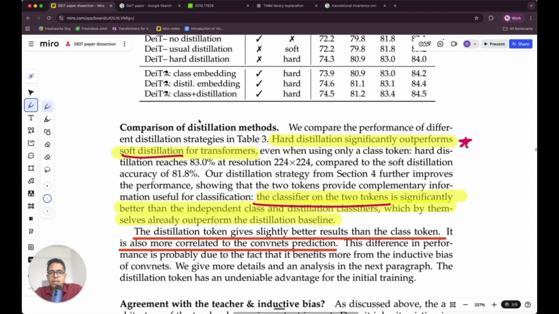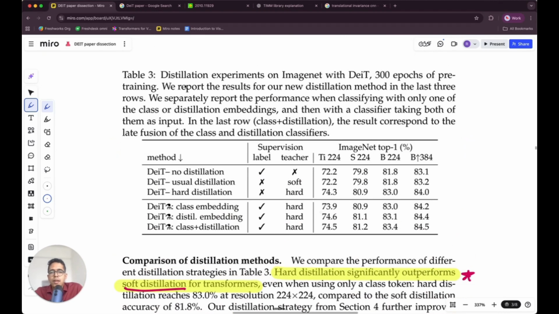So now let's look at table 3. What is table 3? Distillation experiments on ImageNet with DeiT, 300 epochs of pre-training. We report the results of our new distillation method in the last 3 rows. We separately report the performance when classifying with only one of the class or distillation embeddings. So if for final classification during testing only the class token or only the distillation token is used, we report that separately, and then with a classifier taking both of them as the input. Okay, so where is both of them as the input?